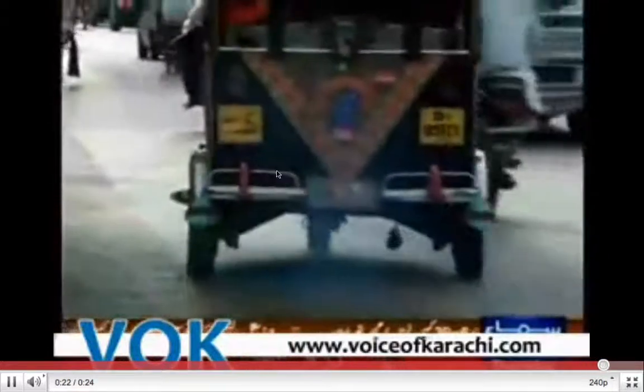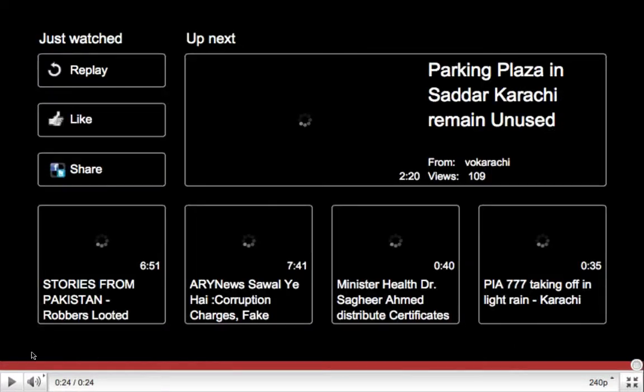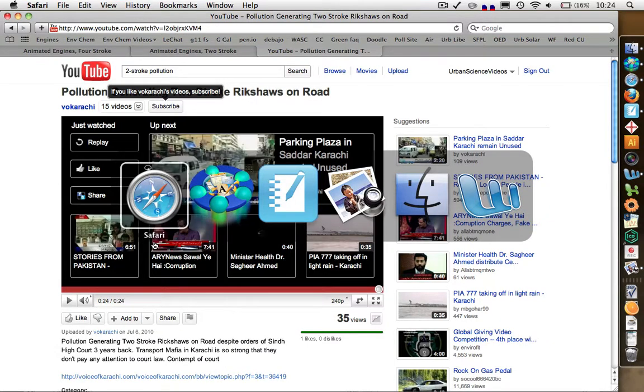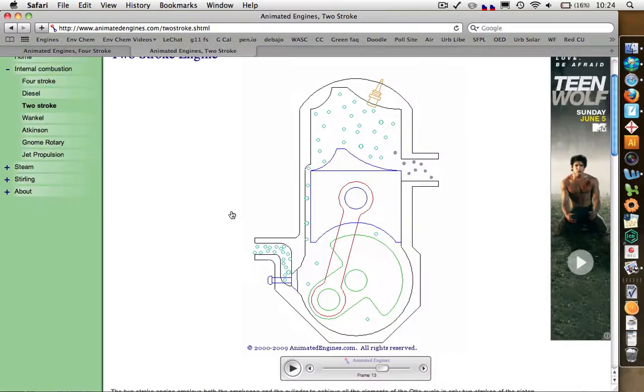Can you see the blue exhaust that is coming off there? That exhaust is coming about from oil that's combusting from the crankcase, moving its way up into the top part and getting combusted and then getting exhausted.